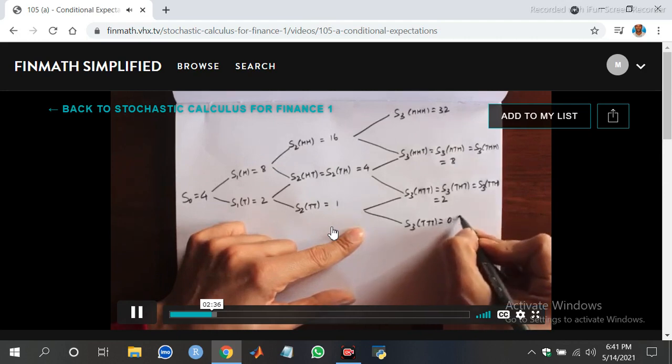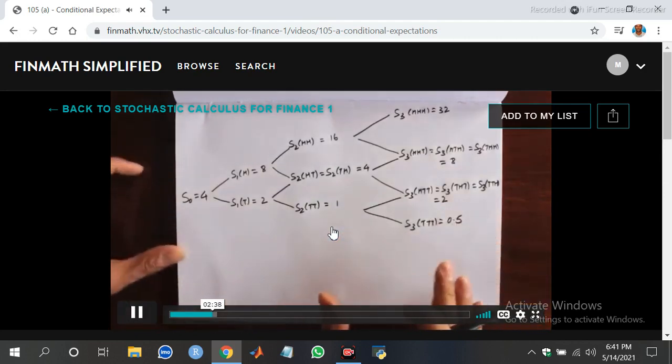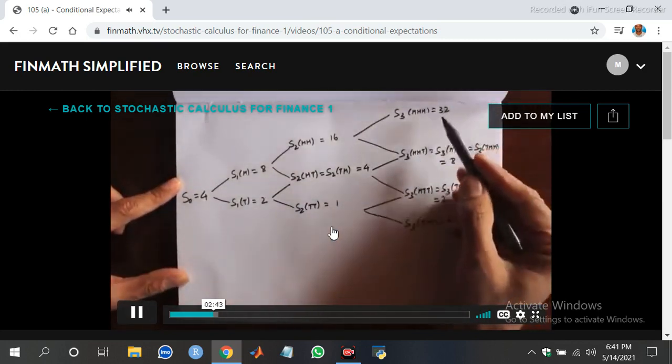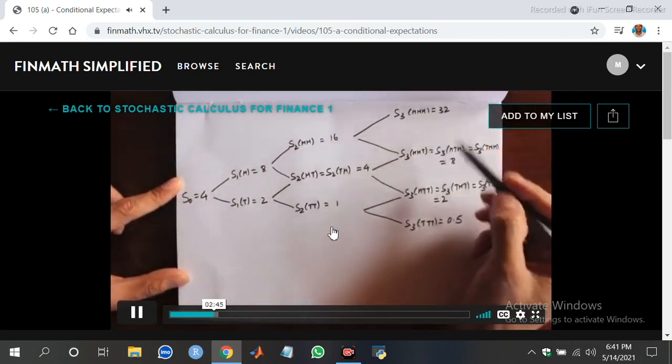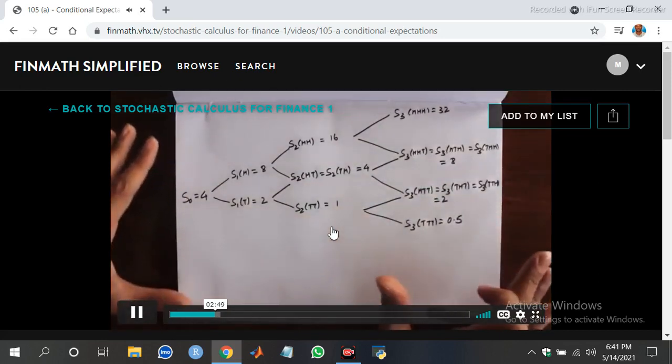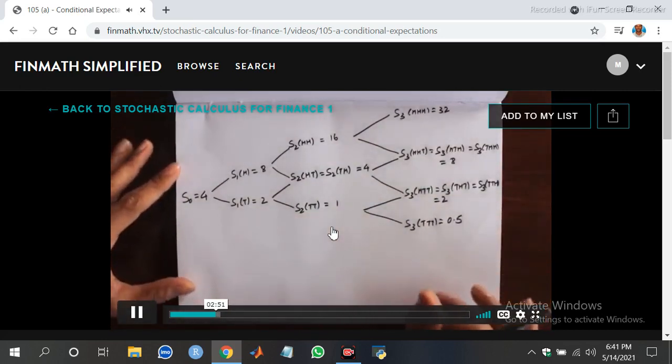that would be 0.5. So what I've done is I've basically written down all the possible outcomes here, okay, and the value of the stock in all these possible outcomes is also listed right here, okay. So this is basically how we're going to define a process, okay.